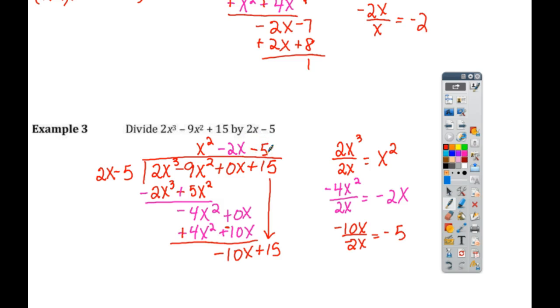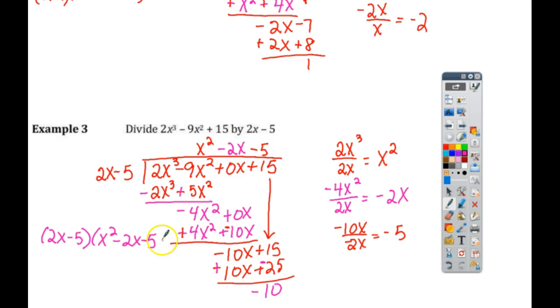Negative 5 times 2x gives me negative 10x. Negative 5 times negative 5 gives me positive 25. But now you subtract. So this is plus and this is minus. So these cancel out and it leaves me with a negative 10. So my answer is going to be 2x minus 5, x squared minus 2x minus 5, and then you're going to put plus a negative 10 over 2x minus 5.